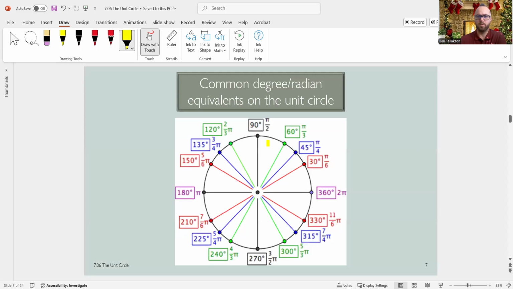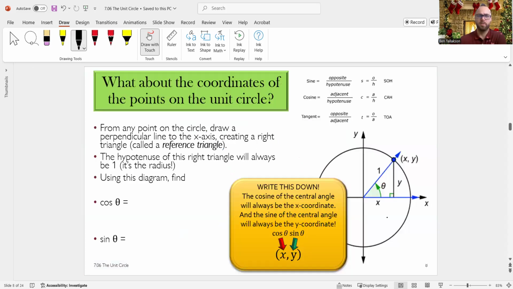Okay, so remember when you see the radians or degrees on the outside, these are not the points. These are not ordered pairs, right? We know ordered pairs look like this with an x, comma, y. That's what we're going to get into right now.